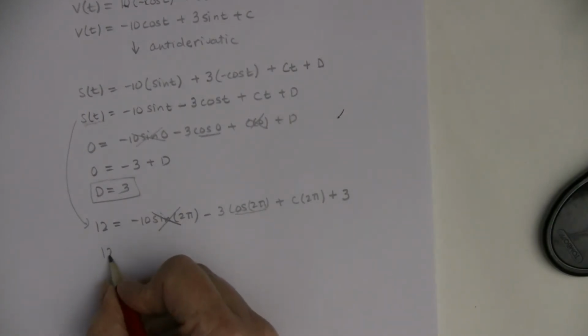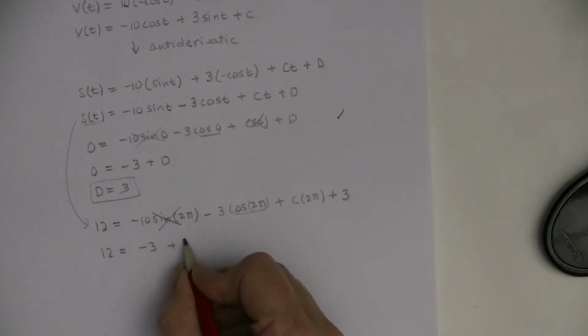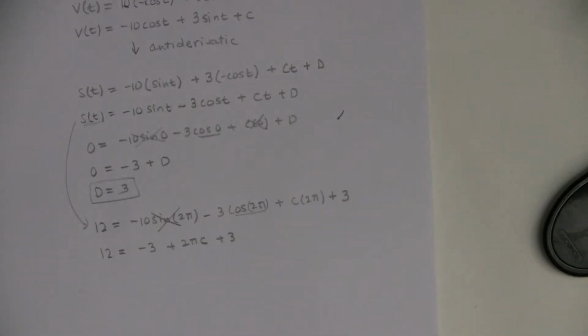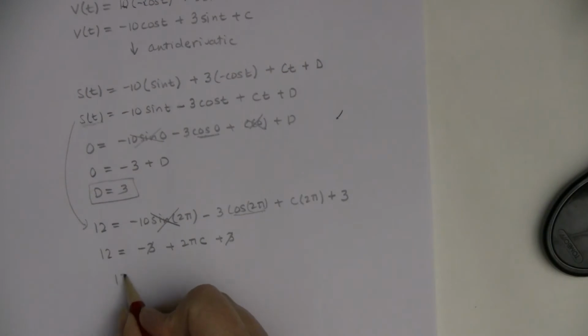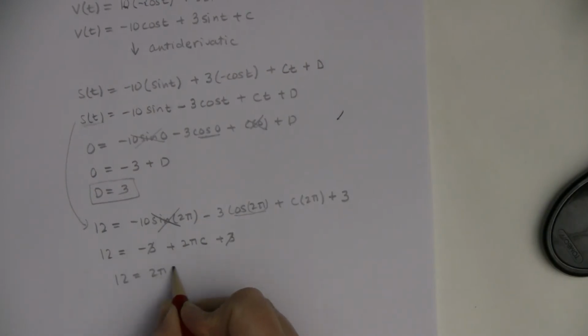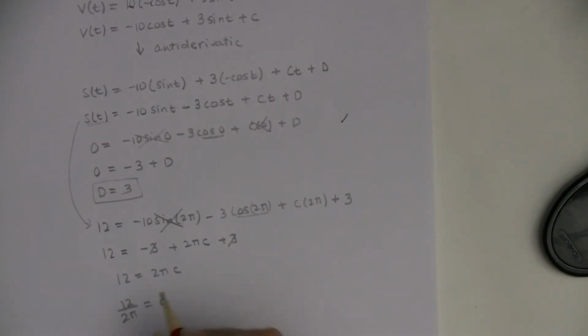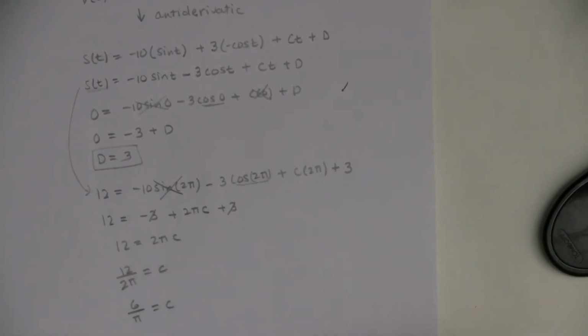So we get 12 equals negative 3 times 1 plus 2 pi c plus 3. And then nicely, the 3 plus the 3 goes away here. And I get 12 equals 2 pi c. And so when I divide by 2 pi, I get 12 over 2 pi equals c. And so I get 6 over pi equals c. And now I'm almost done, right?